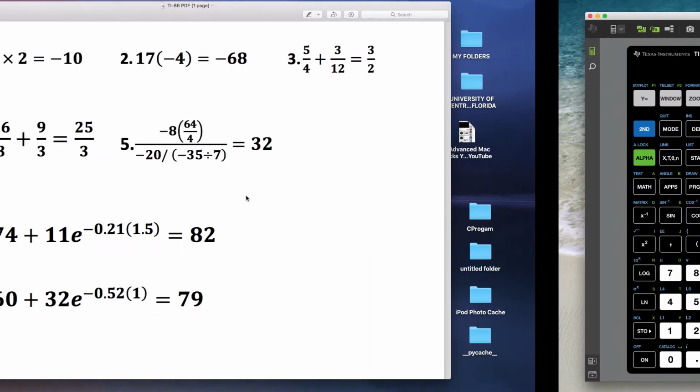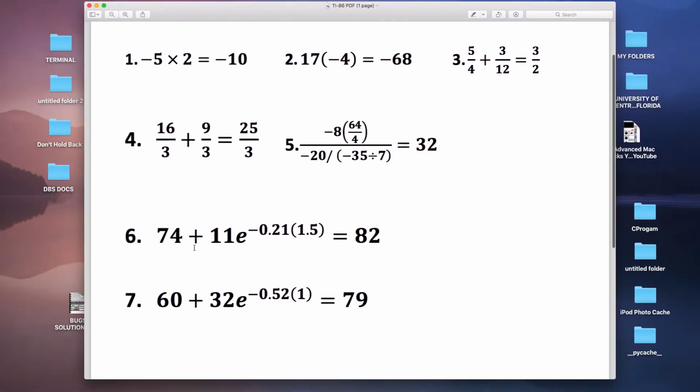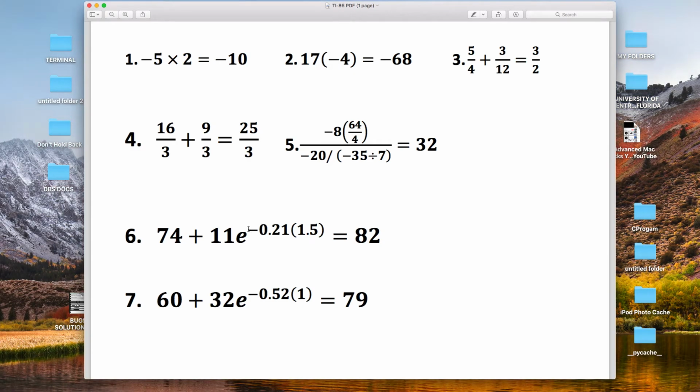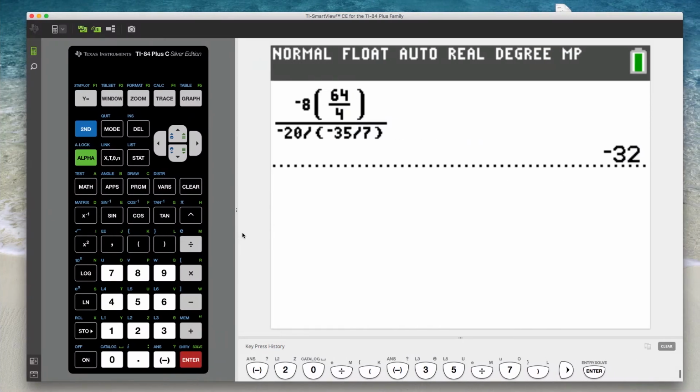There you go. So, moving right along to number 6. And this is the problem we was working on. This was part of the problem, and this was the final answer that we was working on, that last problem. 74 plus 11 times natural log e all raised to negative 0.21 times 1.5, and that's going to give you 82 when you round it. So we're going to go over here and put this problem into the calculator.